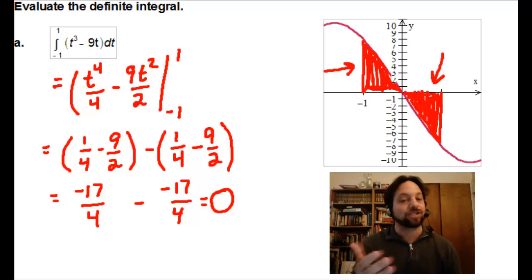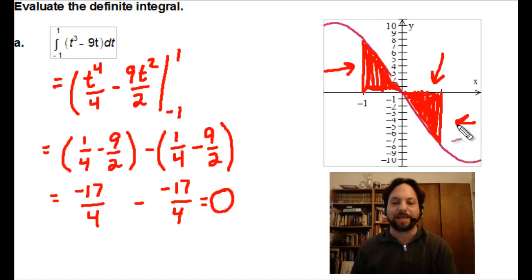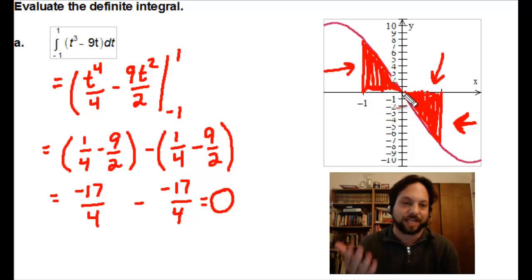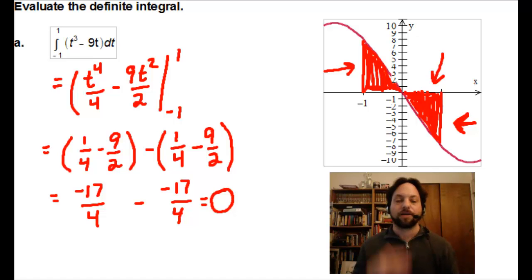Now, if the problem actually asked us to find the area per se, what we would do is try to make this second half right here positive. So we would do an absolute value of that. And what we'd end up with is 17/4 doubled, or 17 halves, if you will. However, this example only asks us to evaluate the definite integral, and we've done that. And we've got an evaluation of 0.